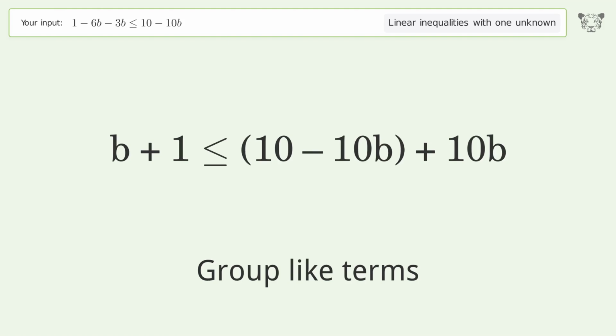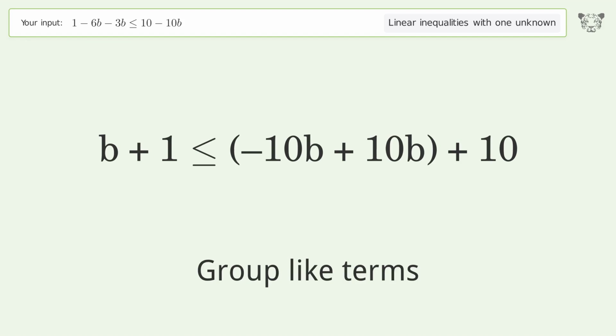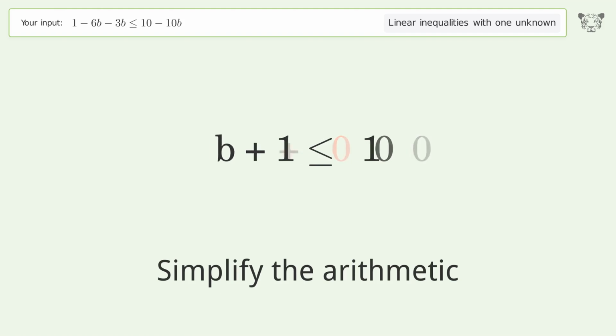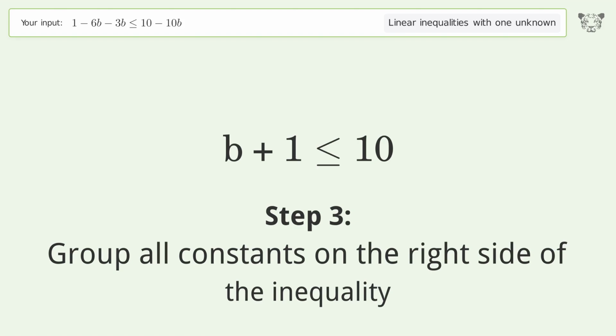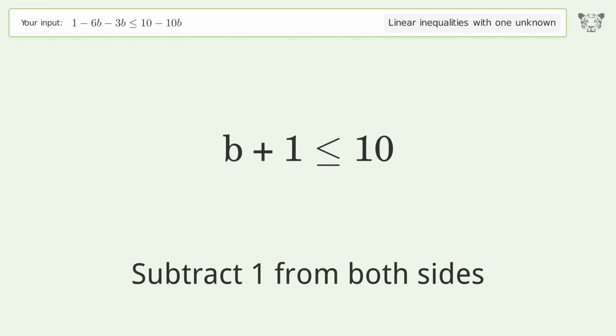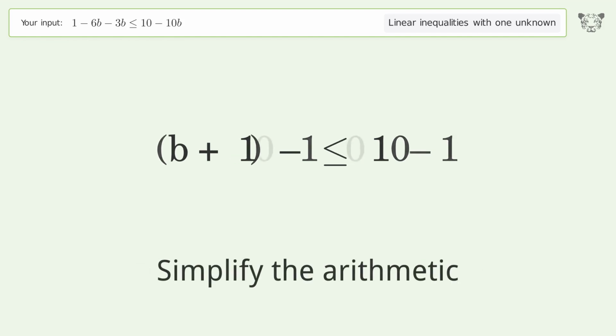Group like terms. Simplify the arithmetic. Group all constants on the right side of the inequality. Subtract 1 from both sides. Simplify the arithmetic.